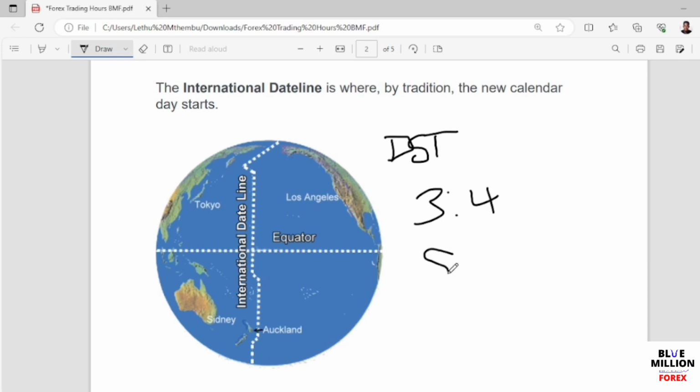So during both summer and winter, from 8 a.m. to 12 p.m. ET, which is between the hours of 2 and 3 South African time, we have the London and the New York session overlap. Now, that's one of the nicest times to trade, but we'll get into that a bit later.